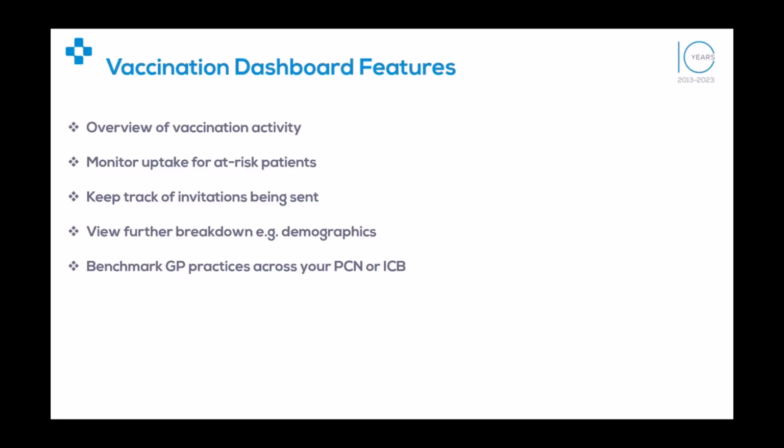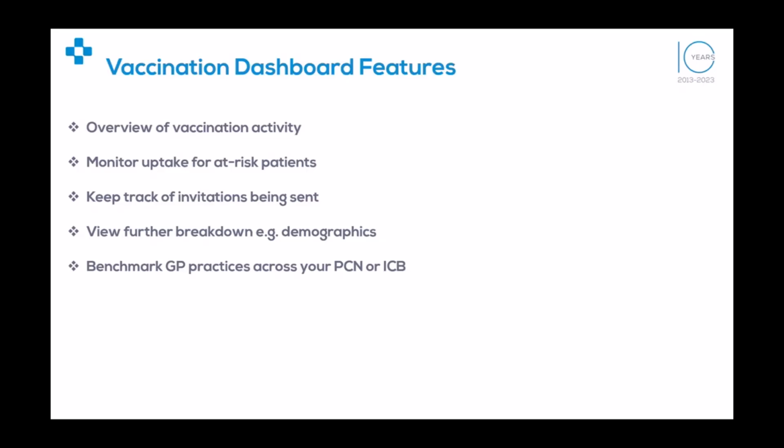We're also going to look at further breakdown so that you can understand your population a lot better, who's coming in for their vaccinations, who's not. And then we're going to look at benchmarking, because you can do that if you want to compare yourself across your local practices, or it might mean you're a PCN or you're an ICB and you want to monitor this activity across the organisations. Now, there's so many features that are available for you to help you with this work.